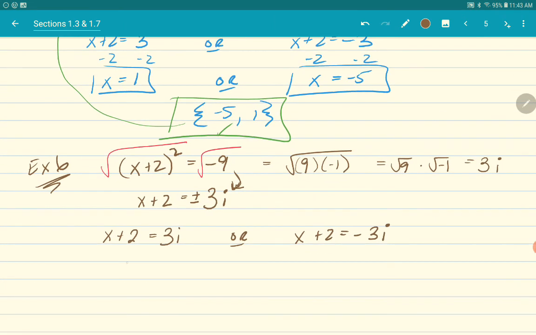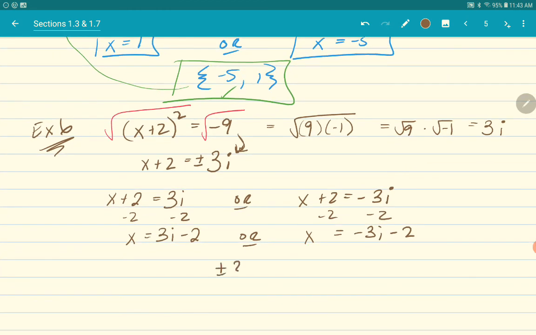And that gives me, subtracting 2 from both sides, x equals 3i minus 2, or, subtracting 2 from both sides again, x equals negative 3i minus 2. There are a couple different ways to express that. You can express it as plus or minus 3i minus 2, or you can express it as the solution set negative 3i minus 2, comma, 3i minus 2.